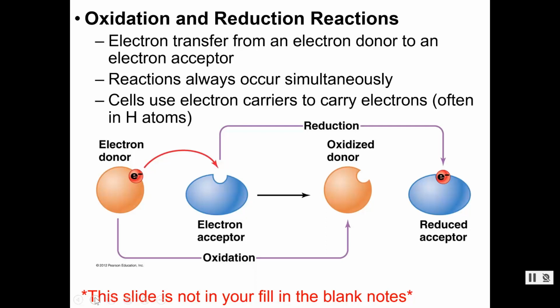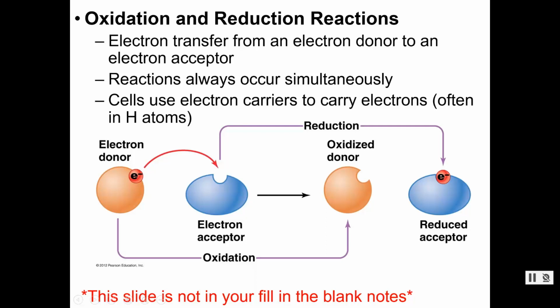Oxidation and reductions are two reactions that happen simultaneously. They always occur together. So if you have something that gets oxidized, you automatically have something to be reduced. They have to occur together in pairs, and it involves transferring electrons from one molecule to another.